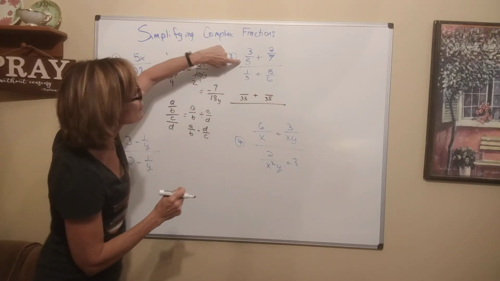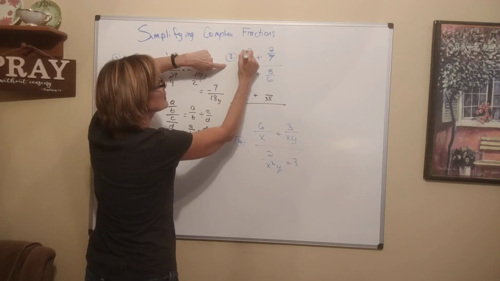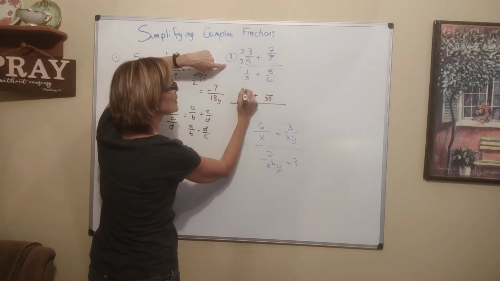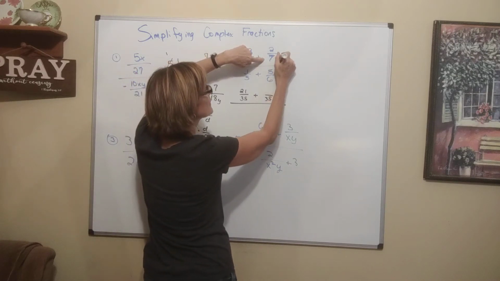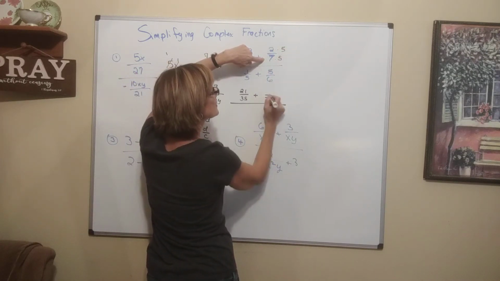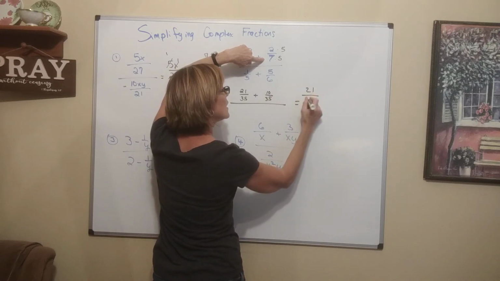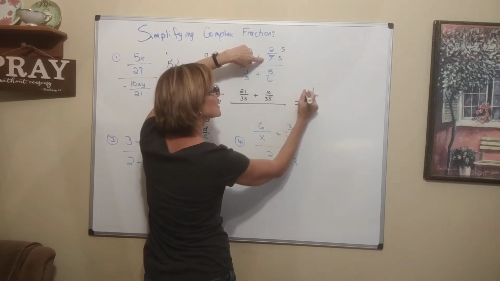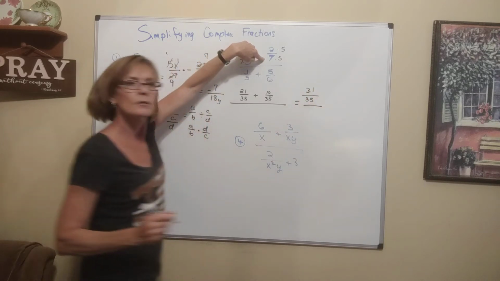Okay, that's the numerator. I'm only looking at the numerator. I said 5 times what gives me 35? Times 7. 3 times 7 gives me 21. Okay. 7 times what gives me 35? Times 5. So this will be a 10. Now this can be thought of as 21 plus 10 is 31 over 35. That's what we did with the numerator.